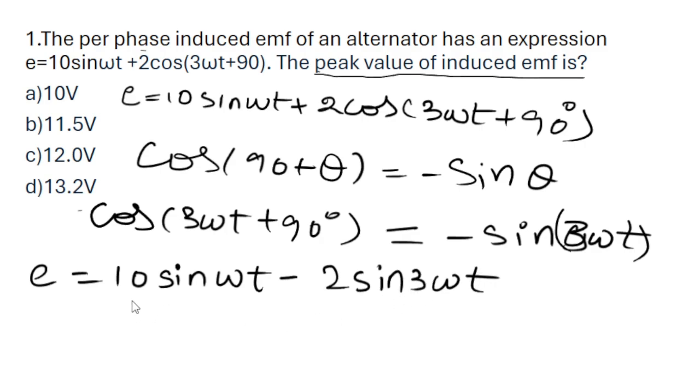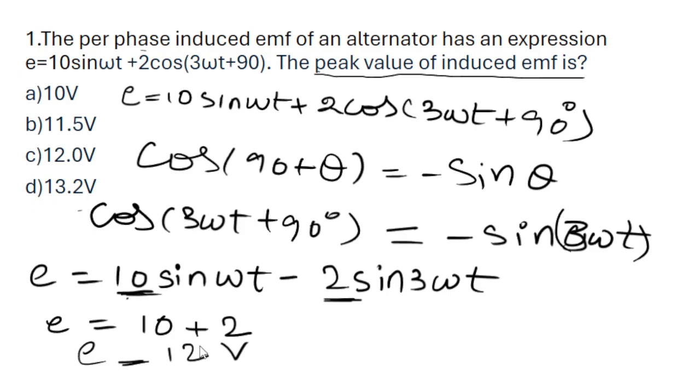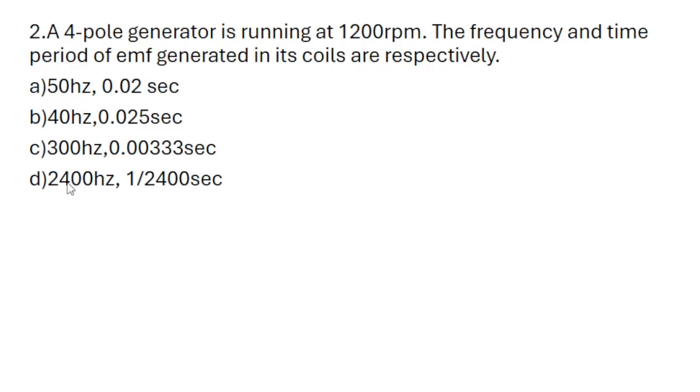The peak value of E occurs when each component contributes its maximum value. Since both sine functions have amplitude of 10 and 2, the peak value is the sum of the absolute value of their coefficients. Peak value of E is equal to 10 plus 2 is equal to 12. Thus, the peak value of induced EMF E is equal to 12. So, here the correct option is C, 12.0 volts.